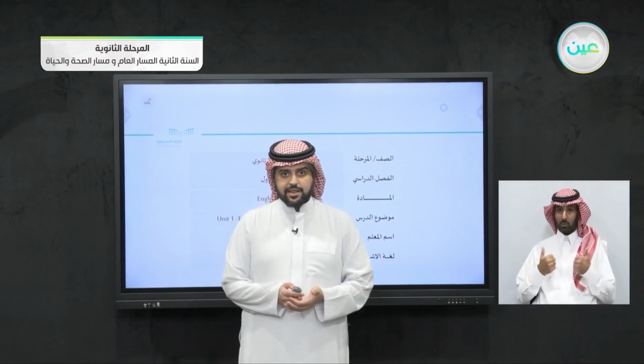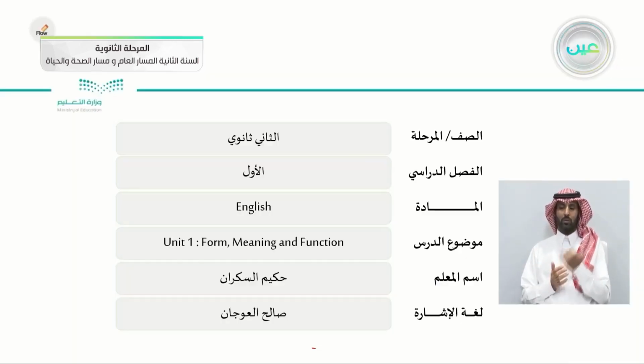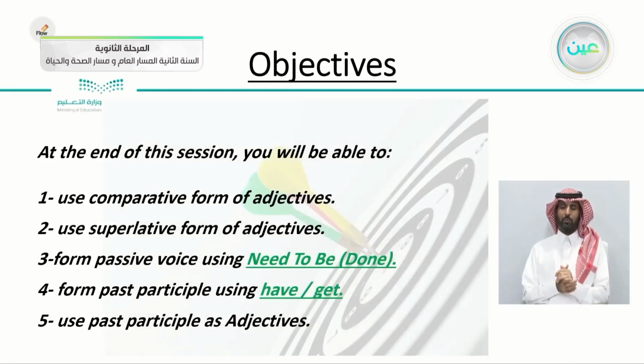I hope that you're happy and healthy and ready for today's lesson, which will be the form, meaning, and function. And I want you to pay attention because it's full of information. These are the objectives for today. At the end of this lesson or session, you will be able to use comparative form of adjectives, use superlative form of adjectives, form passive voice using need to be done, form past participle using have and get, use past participle as adjective. All of these objectives will be done by the end of this lesson.